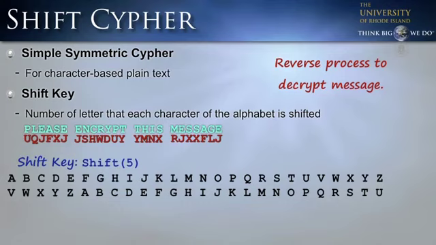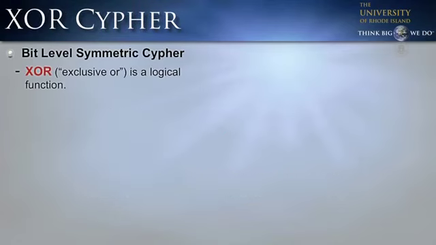This is a very easy cipher to crack because there's only 26 possible combinations, or different ways you could do it. And you could just try each of them until you had a message that popped out of your decryption algorithm. Something that's a little bit more complicated is a bit level symmetric cipher.